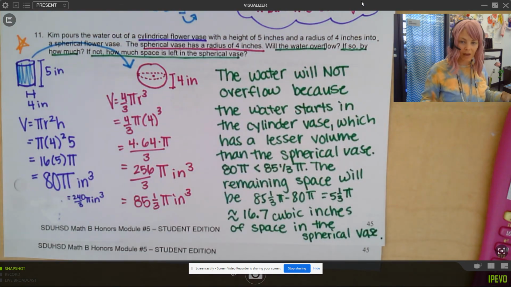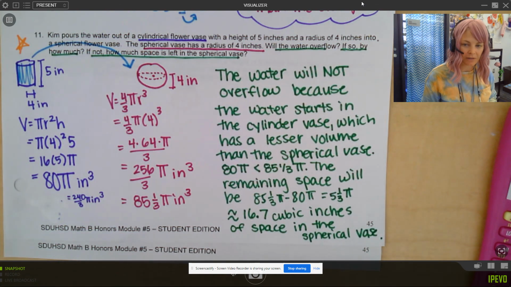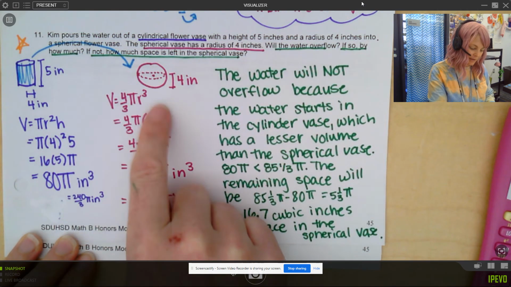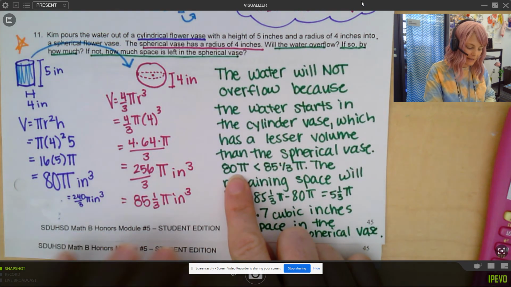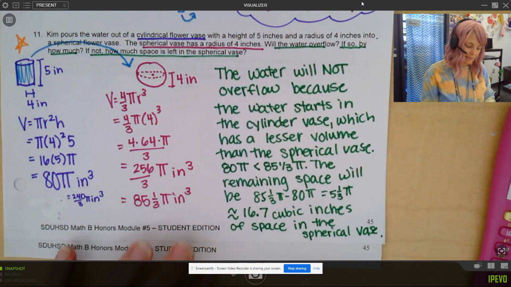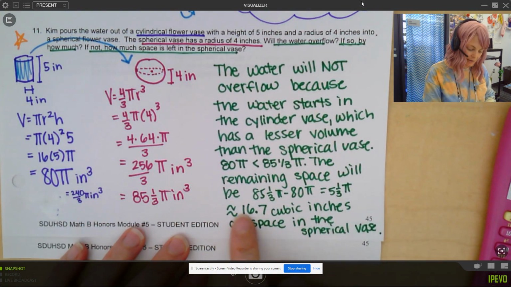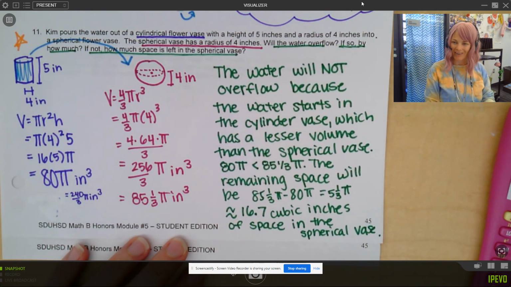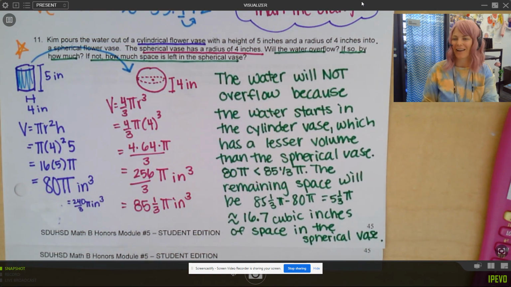So will the water overflow? No, the water is not going to overflow because the water starts in the cylindrical vase, which has a lesser volume than the spherical vase. 80 pi is less than 85 and a third pi. The remaining space will be, and I showed some work when I subtracted, approximately 17.6 cubic inches of space in the spherical vase. Oh, kind of rhymed there.